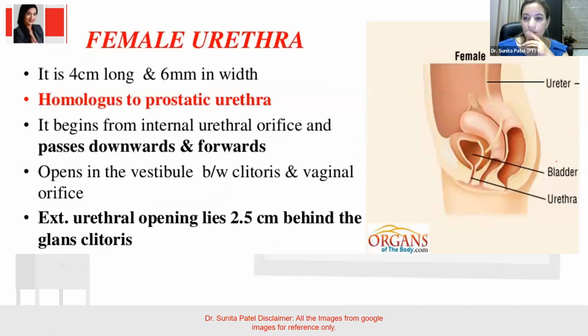We have a urethra inside, and we know that our urethra is small. It's 4 centimeter long and 6 mm in width, homologous to the prostatic urethra, the male urethra, and it opens into the vestibular region outside here.